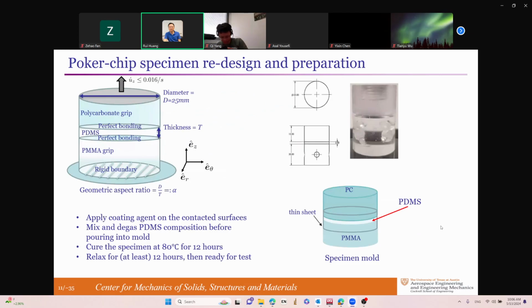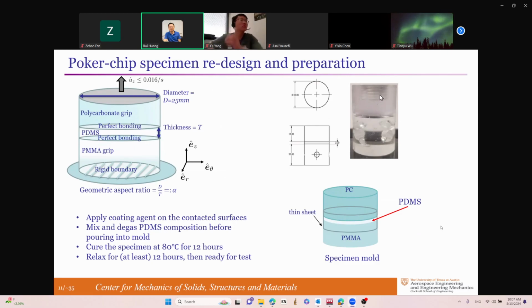The main innovation we made was to make the entire system transparent so you can watch what goes on and not infer what goes on from postmortem. So we have a PDMS specimen, cylindrical, 25 millimeters diameter, thickness variable. On one end is a very well polished PMMA cylinder that is completely transparent. On the other side, there's a polycarbonate cylinder, which is tougher and can be used to drill holes and things like that. And you can see the assembled picture out here.